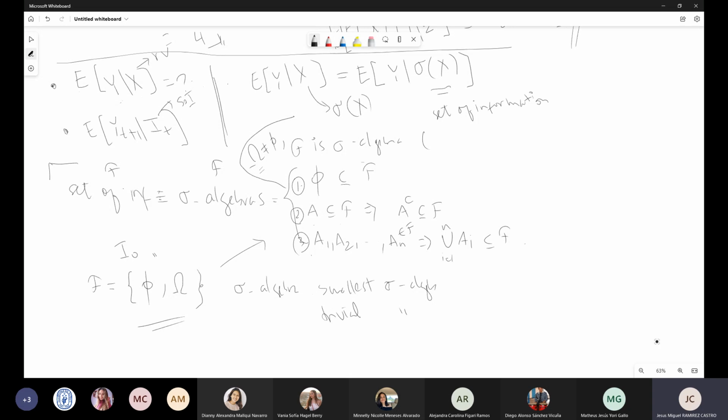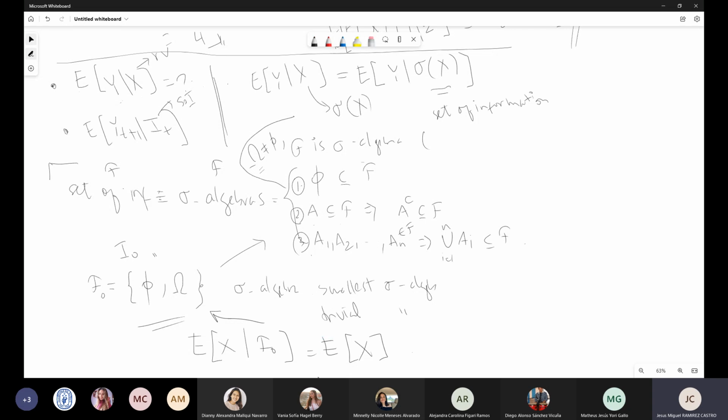A ver, más explícito. La conditional expectation de X dado F0, que es esto de aquí, es simplemente la unconditional expectation of X. Pues con eso ya quedó clarísimo, creo.